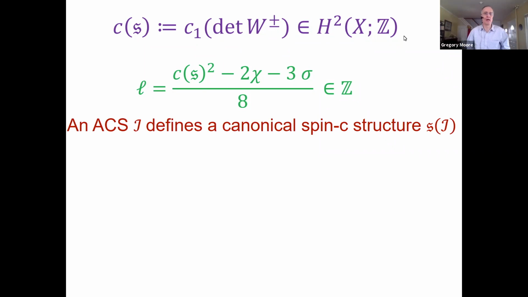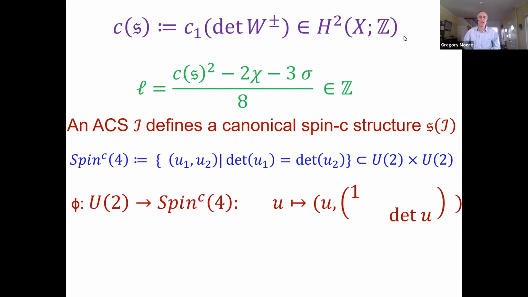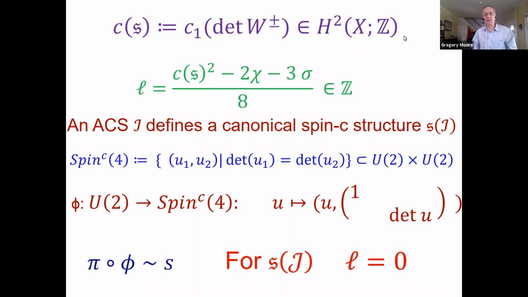Now, another little math fact is that an almost complex structure defines a canonical spin C structure. And the way that works is you can write a nice homomorphism, phi, from U2 into spin C4. So the first element is just the unitary matrix itself, and the second one is this funny unitary matrix with the same determinant as U. And then you can check that if you compose with the homomorphism to SO4, it's conjugate to the standard embedding of U2 into SO4. And for that canonical spin C structure, this integer L, which is important to us, is zero.